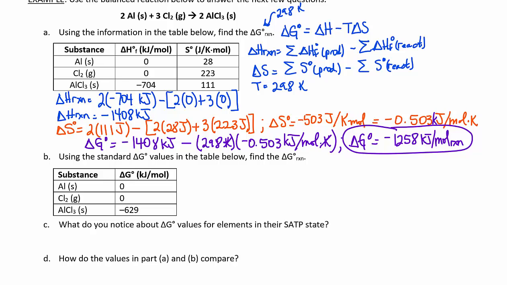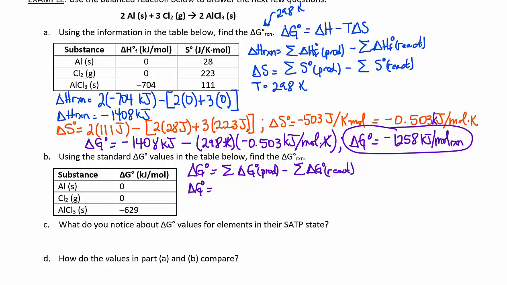Now it says to use the standard delta G values in the table below to find the delta G of the reaction. We just found the delta G of the reaction using enthalpy of formation values and entropy values. Now we need to use delta G values. So we know that delta G naught is equal to the sum of the delta G of our products minus the sum of the delta G of our reactants. So let's go ahead and figure it out this way.